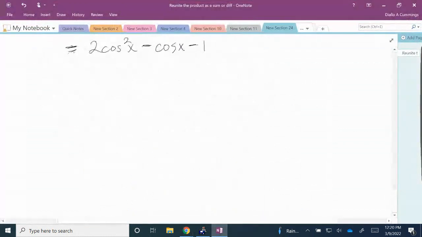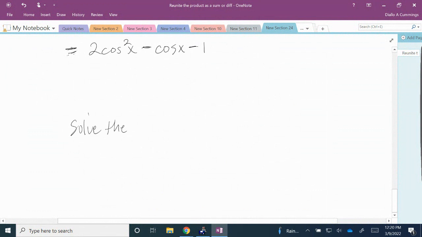All right, and to explain it, I'm going to go back to algebra first before we actually jump into the trig part of things. So here we have a linear equation. Solve the linear equation.